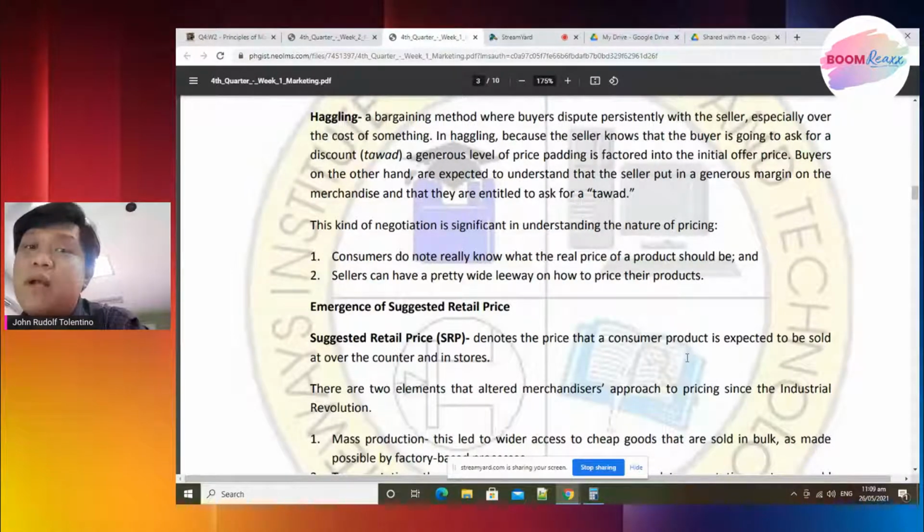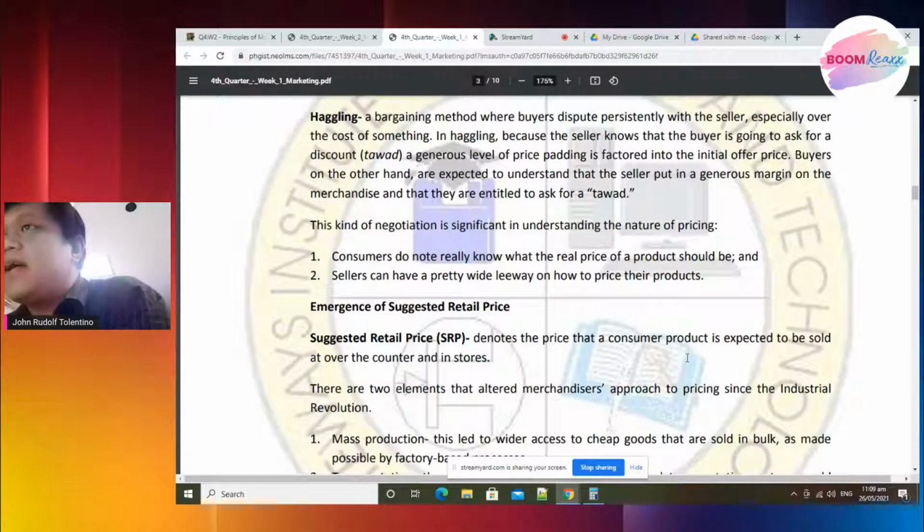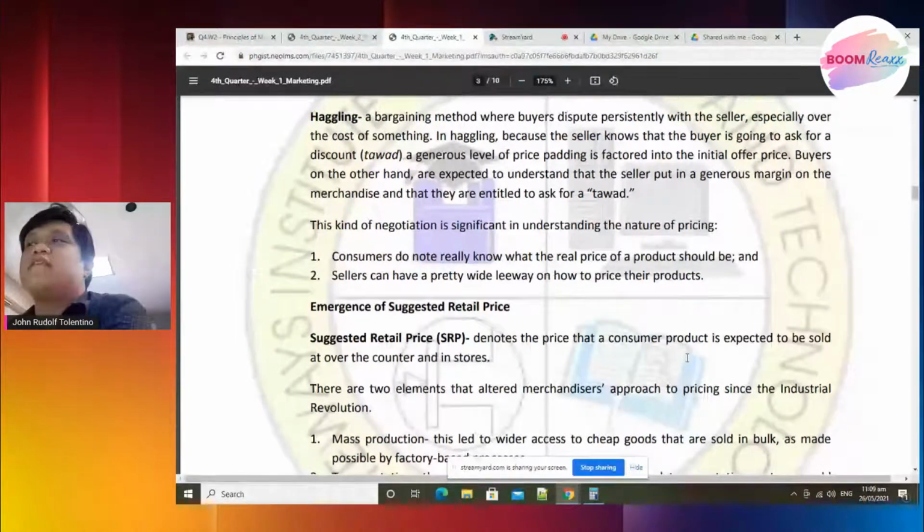Okay, pero kung ikaw naman yung consumer, wag ka naman yung sobrang grabe ka naman, lahat na lang inikutan mo, tinawaran mo na, 'di ba? Yung tipong piso na nga lang tutubuin nila, tinawad mo pa, 'di ba? Well, it's part of market, it's part of marketing strategy, how to promote their products, at the same time, how to purchase the product. Okay, this kind of negotiation is significant in understanding the nature of pricing.